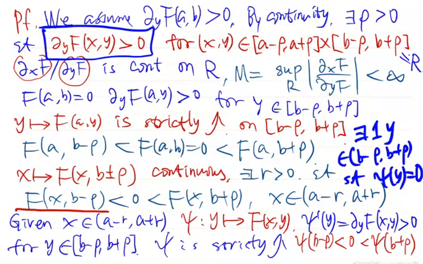Of course, this y depends on x, because our function psi is given from our capital F by fixing the first variable x. So for different x, actually the function psi is different. So the 0 point of the psi is also different. Therefore, the 0 point of psi depends on x. So this y can be considered as a function of x.